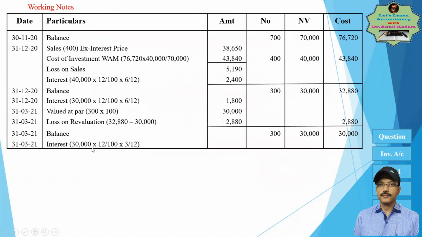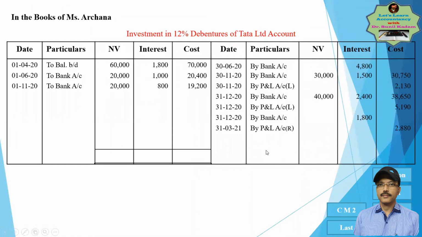So when we calculate 30,000 at 12% for 3 months, it comes to 900. So 900 accrued interest will be shown by passing the entry: bank account debit to interest account. So on the interest account credit side, we will show that interest afterwards. But prior to that, let's get the closing balance. Nominal value here is 1 lakh, and the total cost comes to 1,09,000. That will be charged to the credit side.